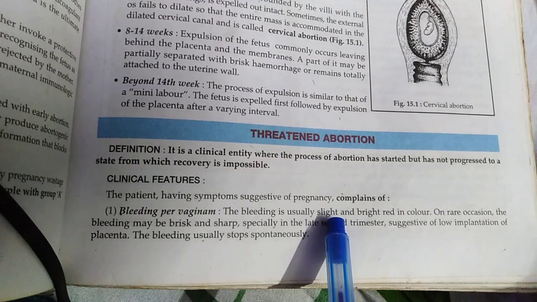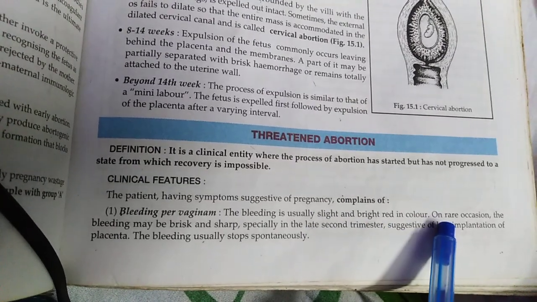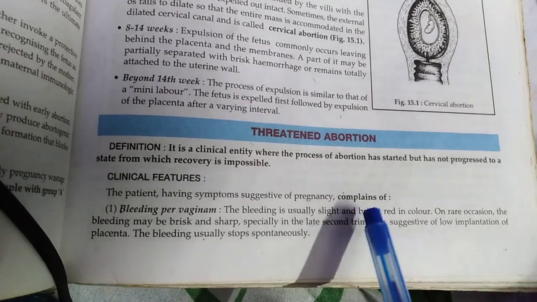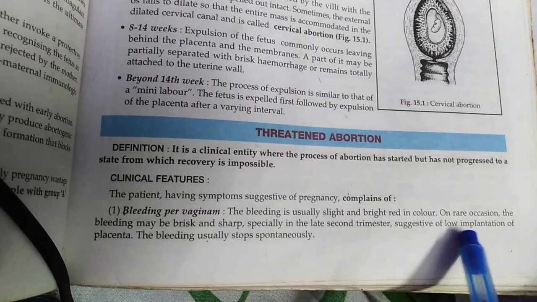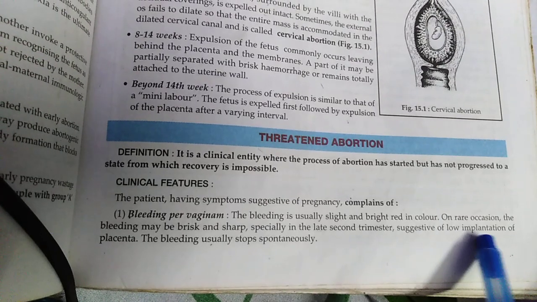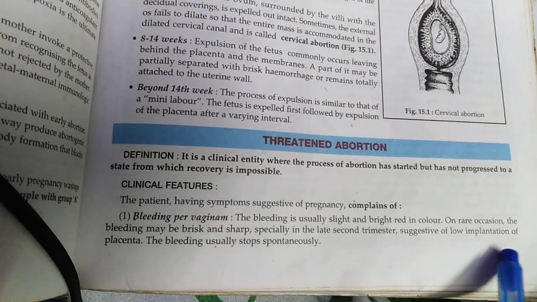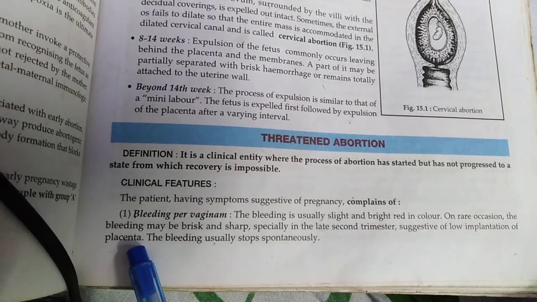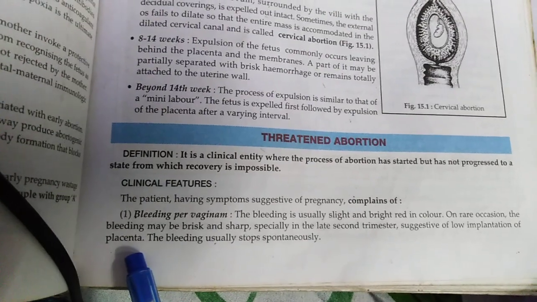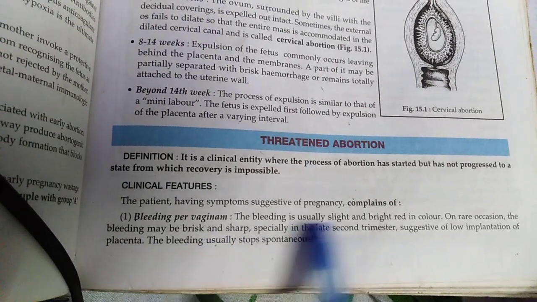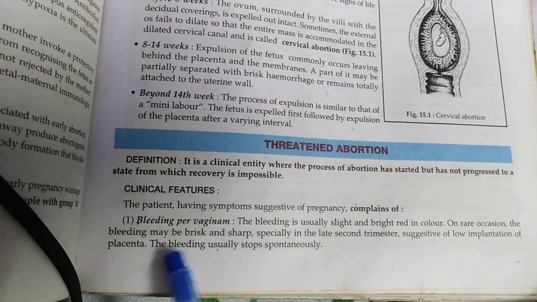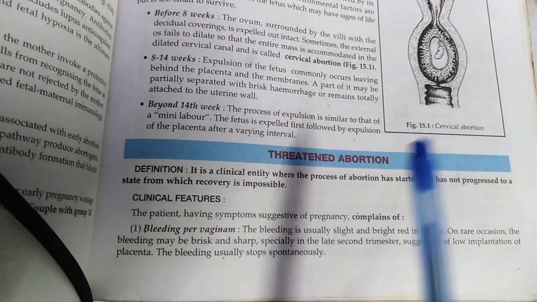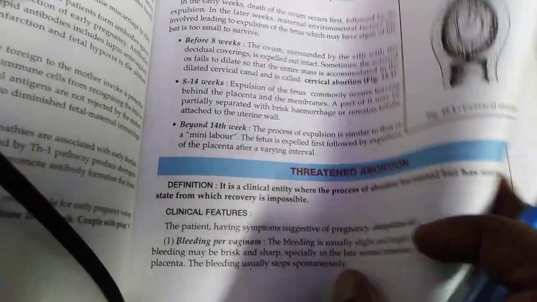So it is light and bright red in color, and on rare occasions it is brisk, especially in the late second trimester. That suggests low implantation of the placenta. I have told you low implantation means the placenta is located at the lower segment of the uterus, which is called placenta previa. We have studied the degrees of placenta previa also. In such cases the bleeding usually stops spontaneously. So it bleeds and stops by itself. That's about bleeding in threatened abortion.